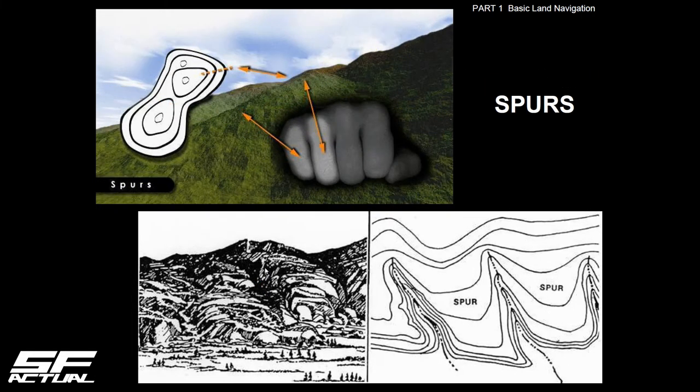Spurs, okay? Anytime you're dealing with a mountain face, you're going to have rocks and terrain that are elevating out of the mountainside, and then you're also going to have dips in the mountainside, which are called draws, and we'll go over that in a second. The ones that protrude out are called spurs, and you have to think that this might come into play.